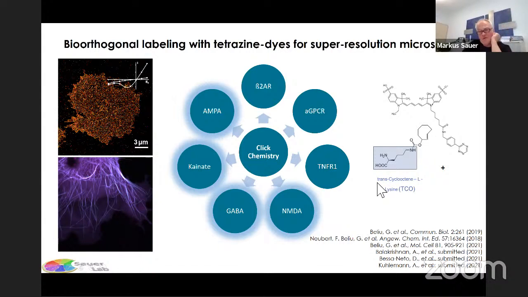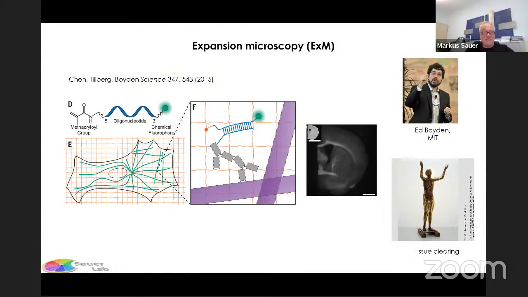For those who are interested, there are papers on bioRxiv where we use this technology to label proteins in neurons, and just recently in Molecular Cell for adhesion GPCRs, and with many other colleagues in adrenergic receptors, NMDA receptors, GABA receptors, and kainate receptors. Anyway, let's move on to expansion microscopy. For those who have never heard about it, expansion microscopy was introduced by Ed Boyden in 2015 in a seminal Science paper. But expansion microscopy also did not fall from heaven.